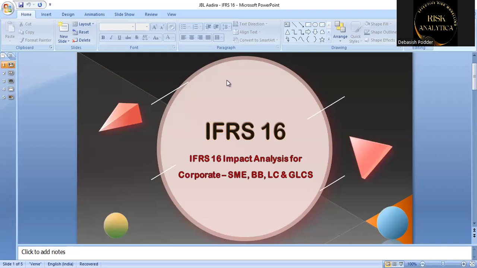Now, as a whole, when lease comes into the picture, like when we do not own any assets, rather than purchasing the asset fully by cash, if we do not have the ownership of any asset, rather we have the right to use that asset, then this IFRS 16 or operating lease comes into the picture.